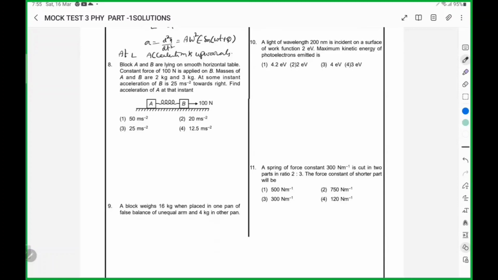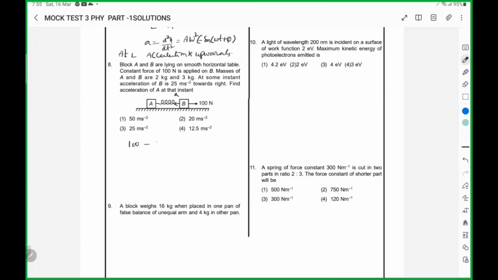Block A and B are lying on a smooth horizontal table, connected by a spring, with a constant force applied. Masses of A and B are 2 kg and 3 kg. At some instant, acceleration of B is 25. In general, if a string is there, we write tension; if a spring is there, we say restoring force. The role of restoring force is the same as the role of tension in the string.